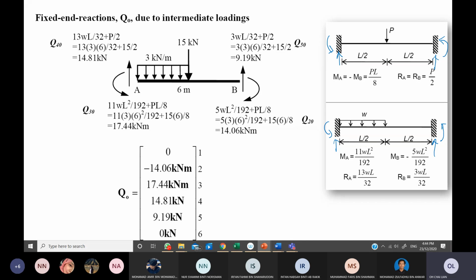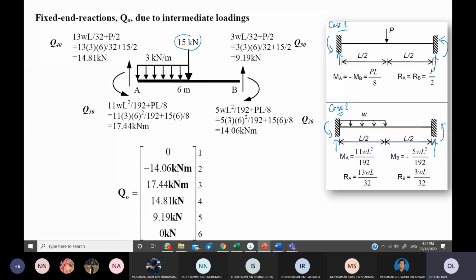So let us start with this 15 kilonewton. To get it, you can refer to case 1 here. This template is given to you. Case 1 and case 2 are given in the appendix. Just refer to that and find the appropriate case.